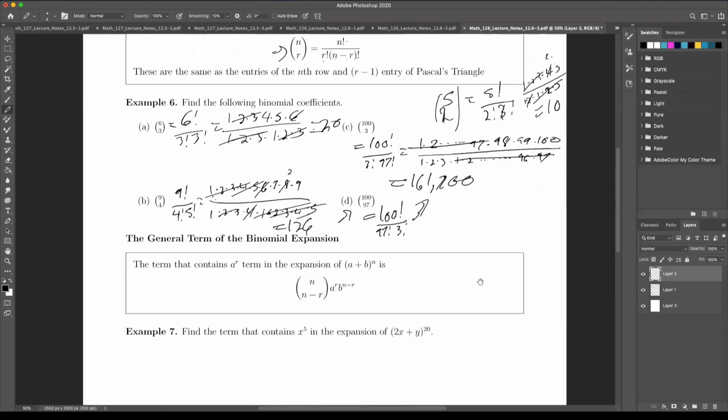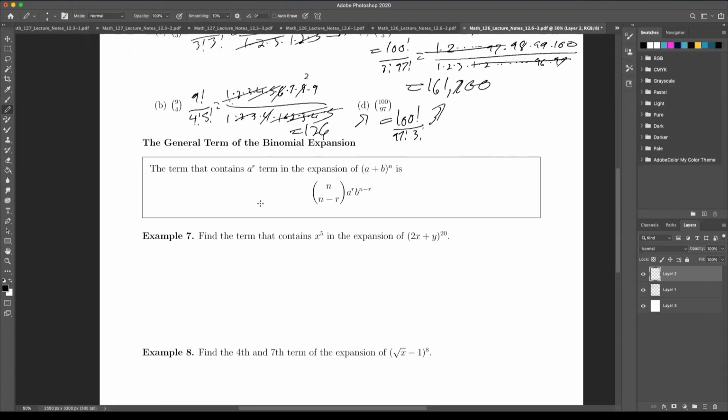So here's the general term for binomial expansion. Let's say I want to find the term that contains a to the r, right? And I want to figure out what that term is. So here I'm going to just use this formula: n choose r, a to the n minus r, b to the r. And here we can calculate something ridiculously large. Let's pretend I want to find this. So here, r equals 5 in this case, because I wanted to find the a to the r term.